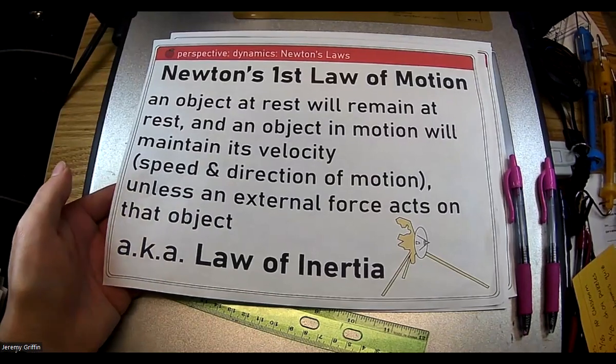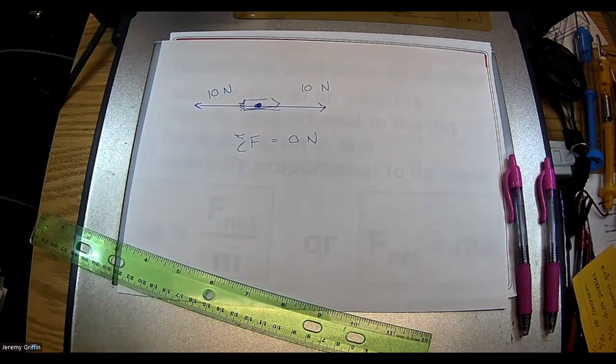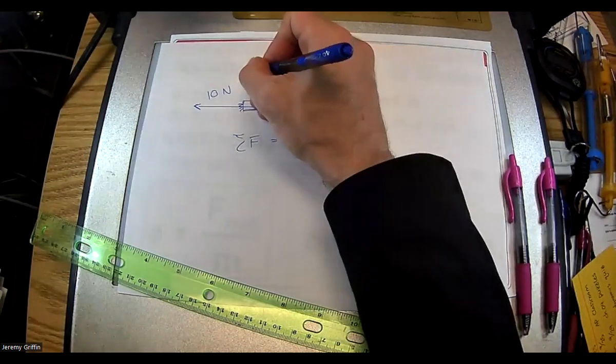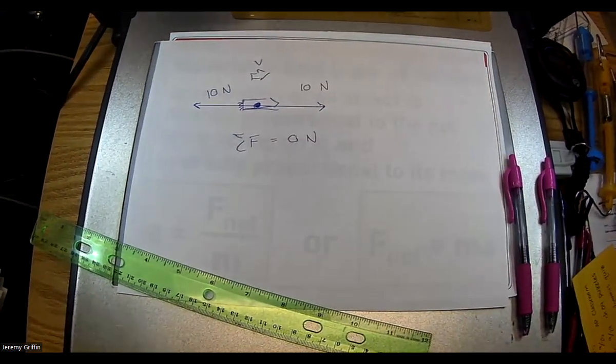Now we're back to Newton's first law of motion, aren't we? The law of inertia. If it was at rest, it'd stay at rest. But if it's in motion, it's just going to continue with whatever velocity it had at that point. So now it's constant velocity. So the answer is constant velocity.